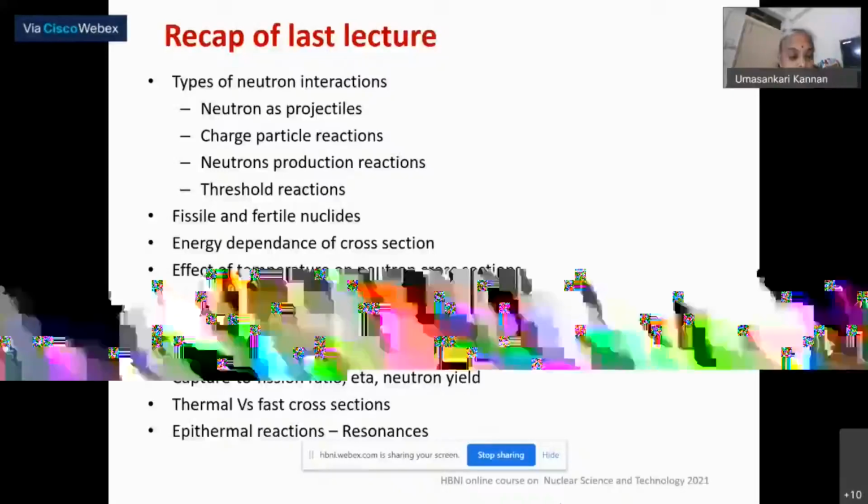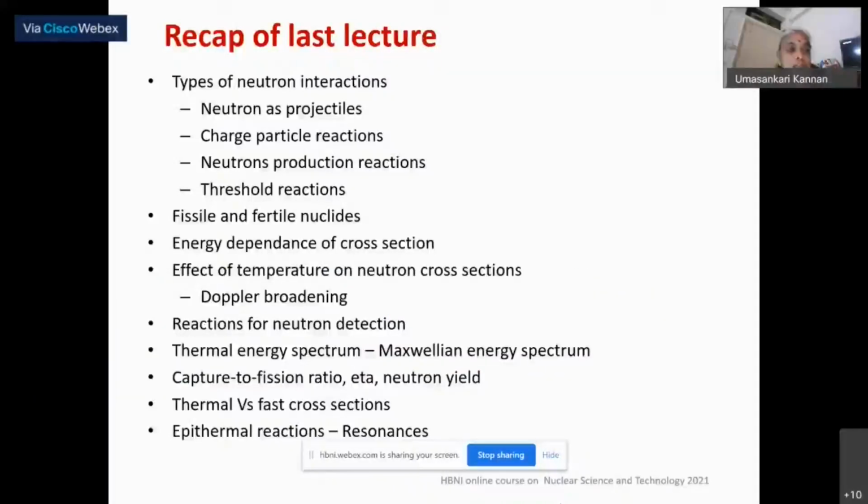Then I gave you the distinction between fissile and fertile nuclides. I gave you the cross-section profiles, and I mentioned the nature of fissile and fertile nuclides and how they behave. We also talked about the energy dependence of cross-section, basically how the cross-section varies as a function of neutron energy.